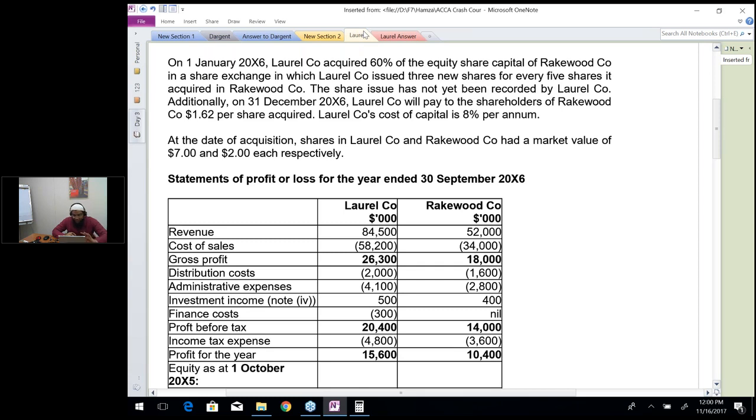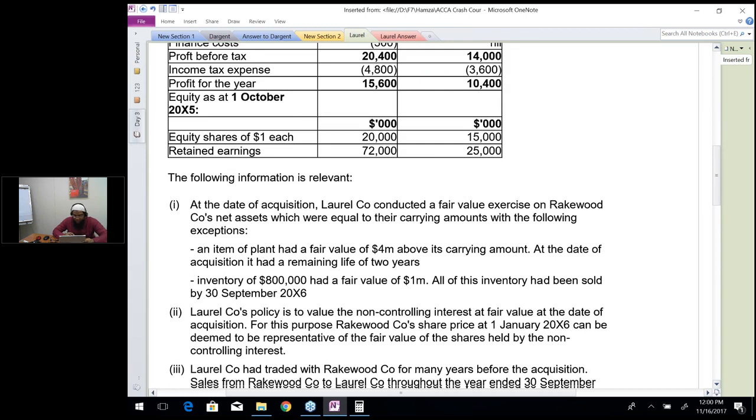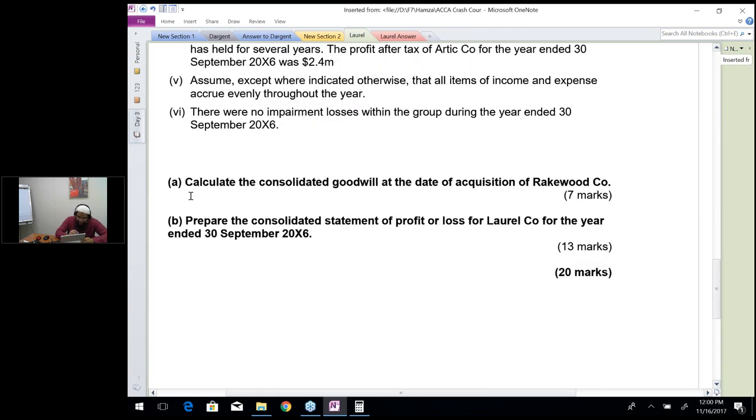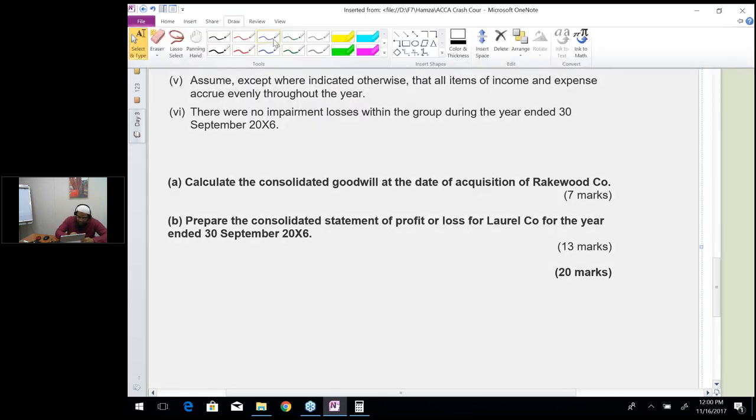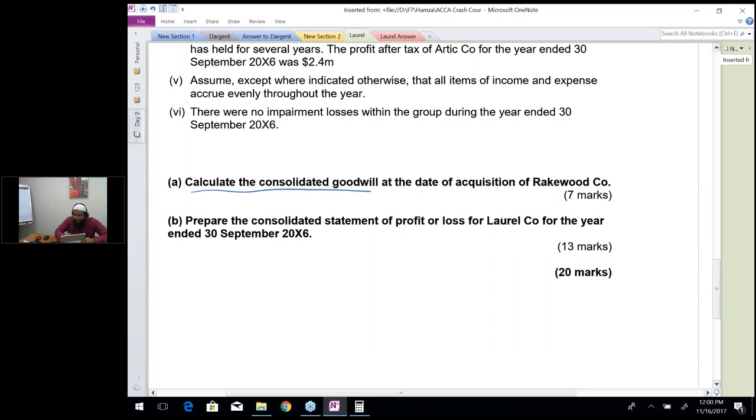Okay, so there is another question. Let's start with the requirement. The question requirement says that calculate the consolidated goodwill at the date of acquisition for Rackwood Company. So Rackwood Company is probably a subsidiary for us. So we have to calculate the goodwill.